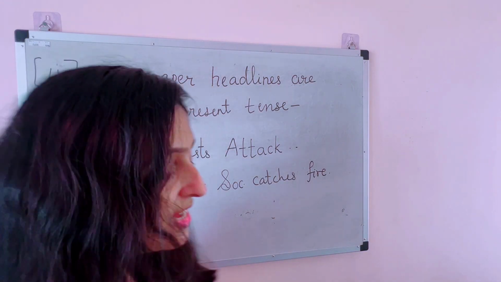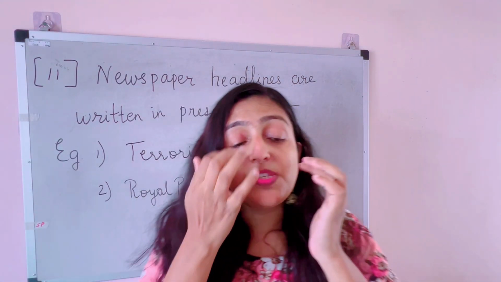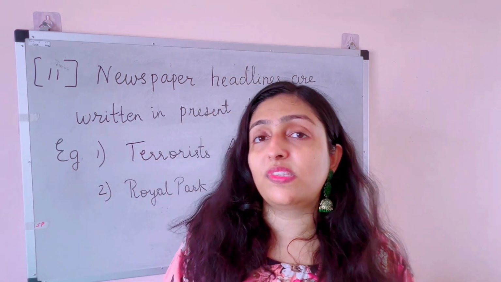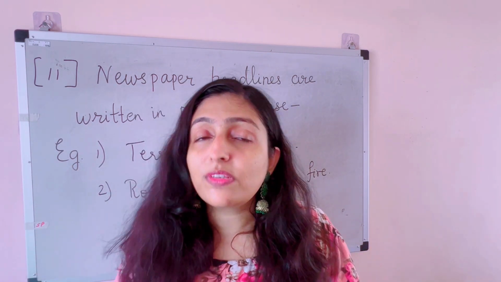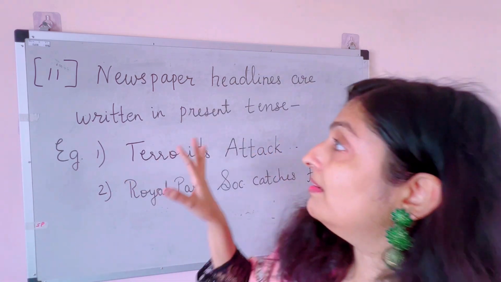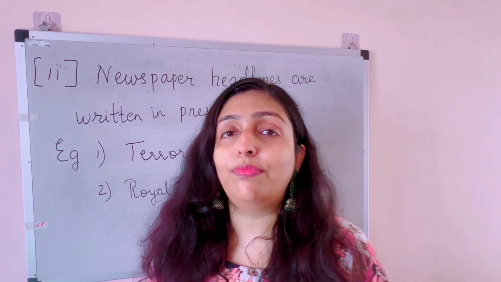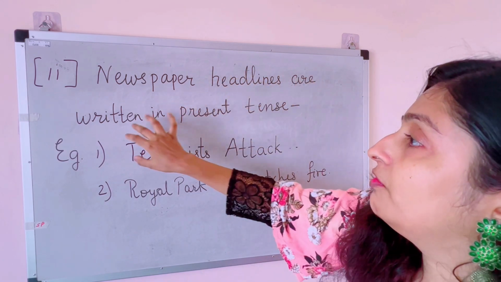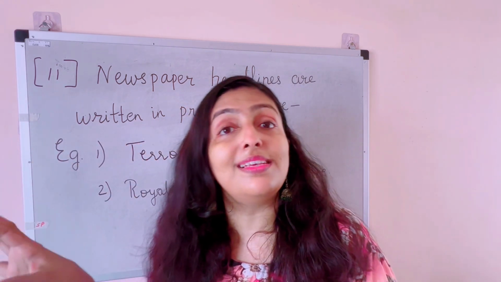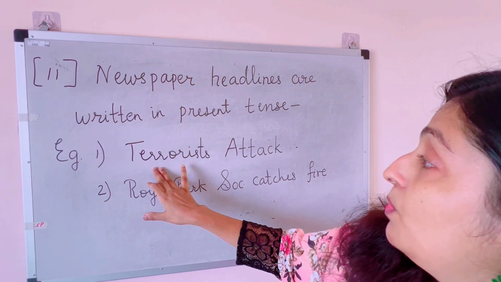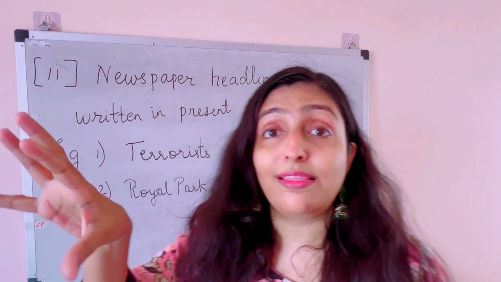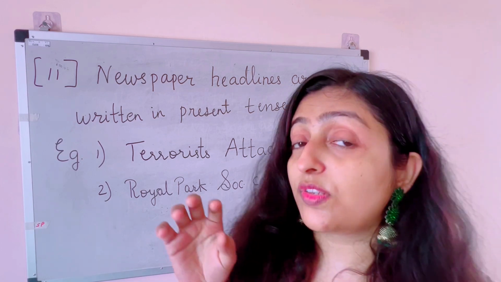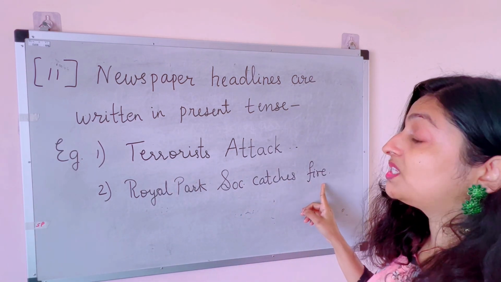Rule 11. Have you ever observed eye-catchy headlines in newspapers and articles? Obviously, it's in simple present tense, and that is rule number 11. Newspaper headlines are usually written in present tense. Example 1, terrorist attack on the hotel, or Royal Park Society catches fire.